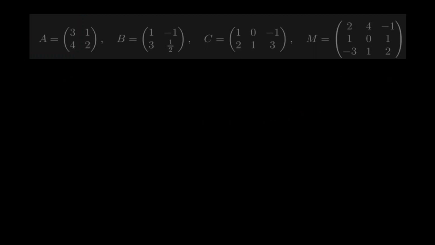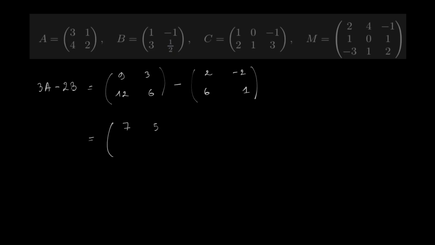Let's look at the four matrices we are given, A, B, C, and M. Our first task is to compute 3A minus 2B. To do this, we multiply every element in matrix A by 3 and every element in matrix B by 2. And we get, then we subtract the corresponding entries. As you can see, the result is a new 2 by 2 matrix.